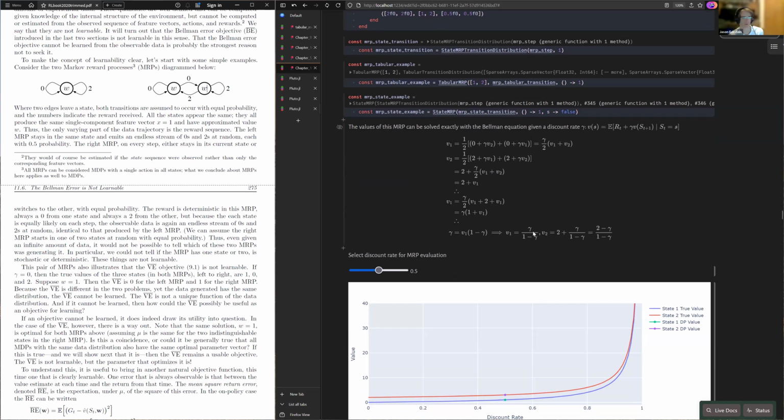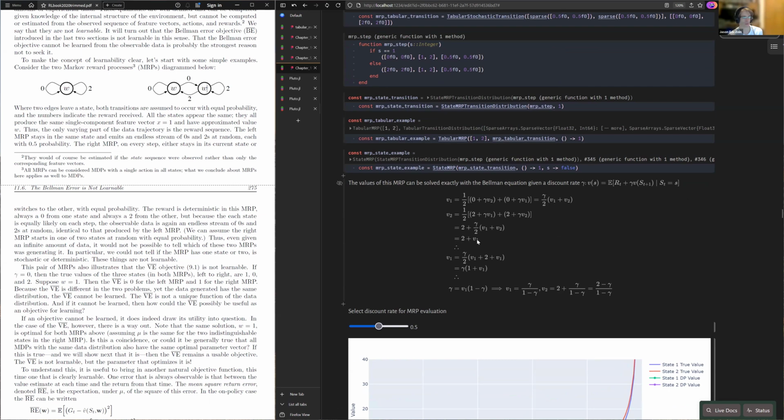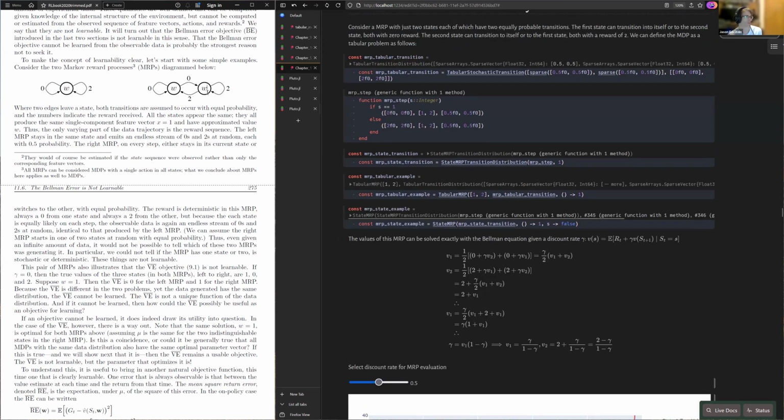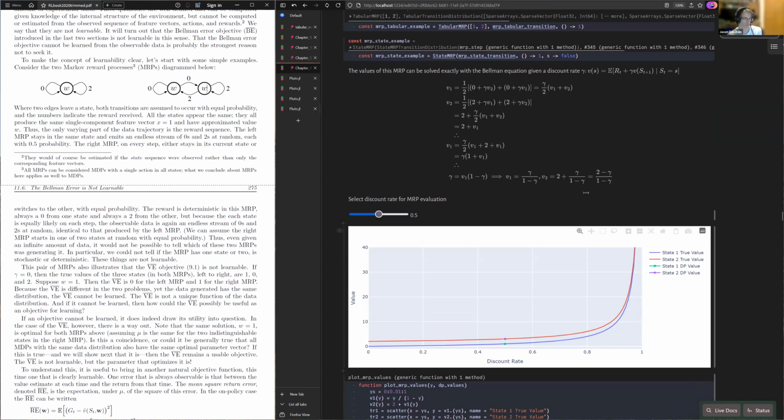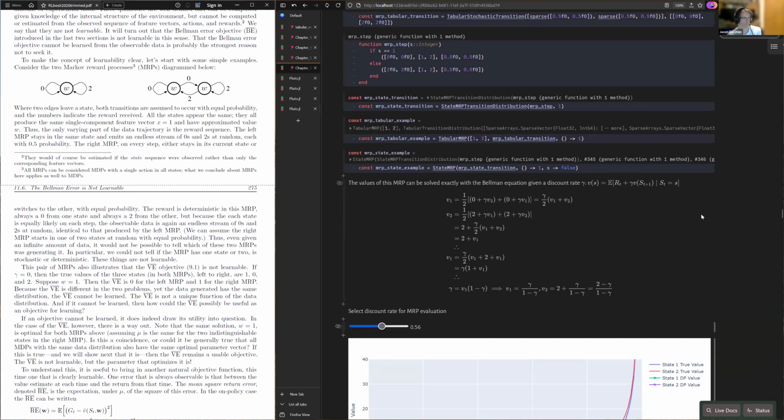depend on the discount rate. So it's gamma over 1 minus gamma. If you set gamma equal to 0, then V1 is 0, but otherwise it's some function of gamma. And then V2 is just always 2 plus V1, which is kind of obvious from how this diagram is set up. This is showing the difference between V1 and V2 across all the different discount rates, and there's always this difference of 2 between them. So that's the exact solution to this problem.